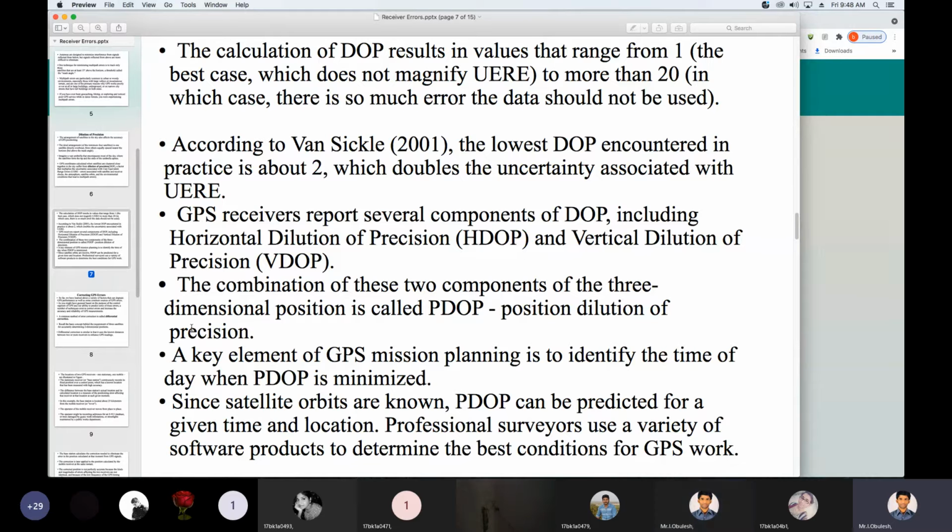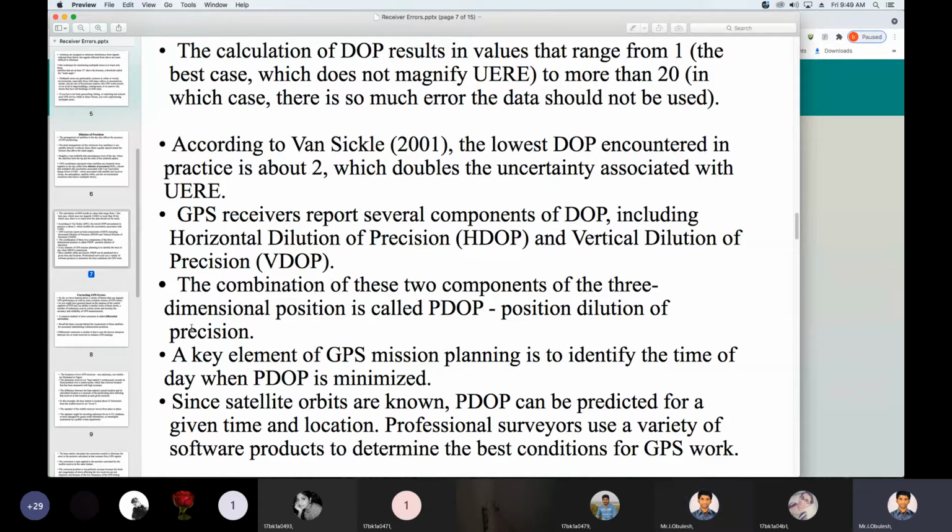A key element of GPS mission planning is to identify the time of day when position dilution of precision is minimized. Since satellite orbits are known, the position dilution of precision can be predicted for a given time and location.